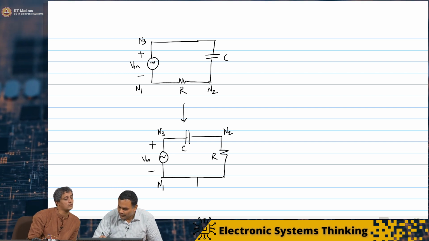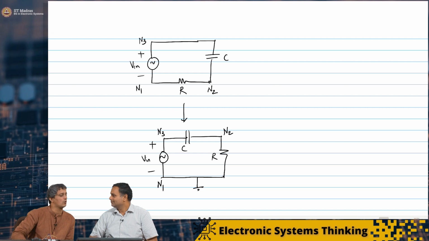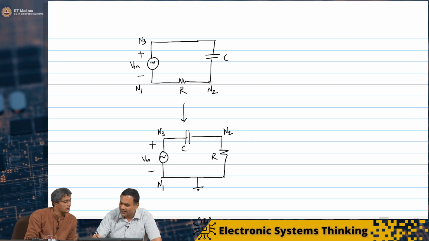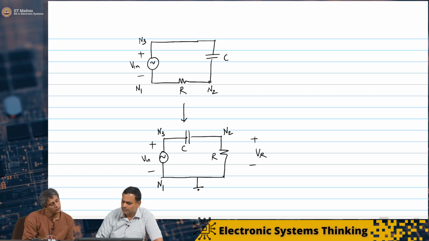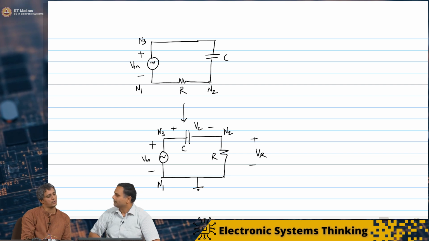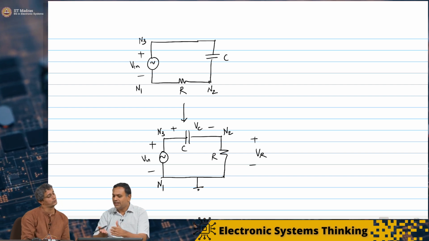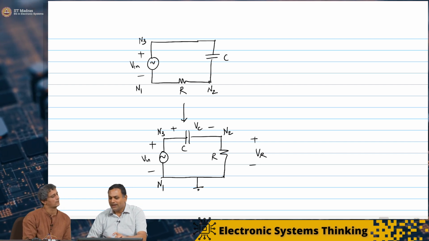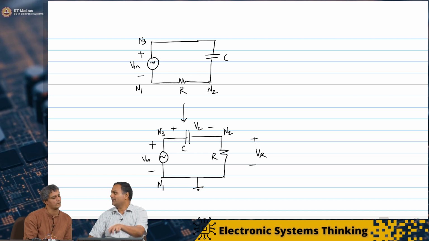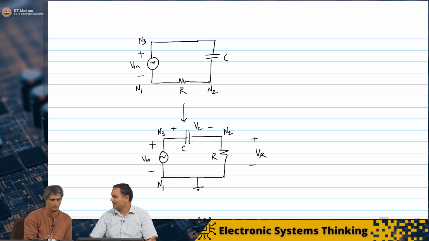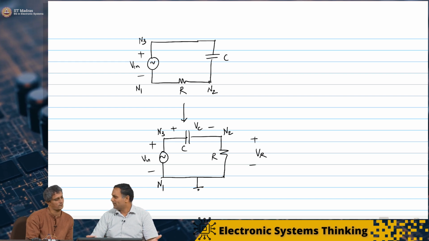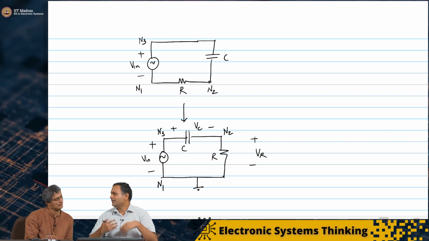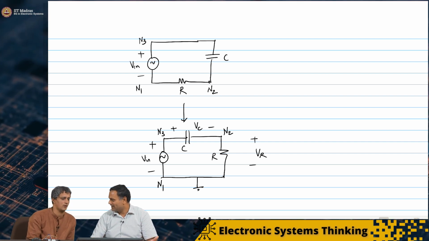Now all I have to do is make this node my reference ground. Then you are measuring the voltage across the resistor, VR, and this would be VC. You will still have Vin equal to the sum of VR and VC. If you applied an input step, VC would be the final value times 1 minus e power minus t by RC. VR would be the final value times e power minus t by RC.